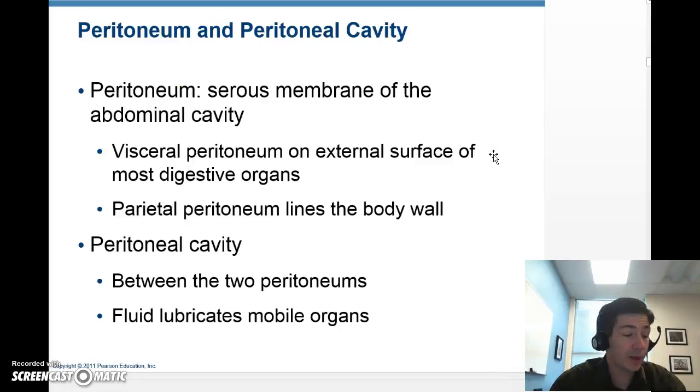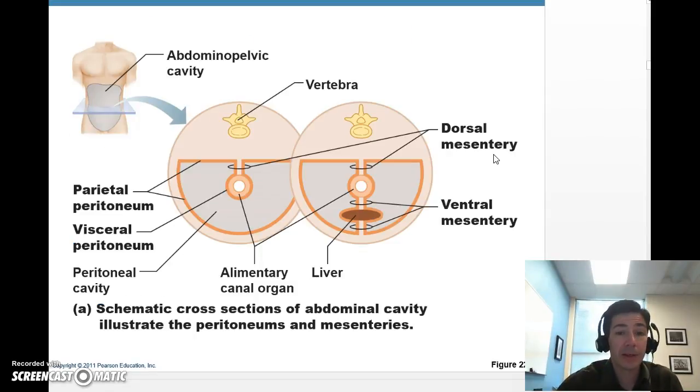The next thing you want to know is just the peritoneum, the different parts of it, and the peritoneal cavity. So that's all on this slide here. So the peritoneum is the serous membrane that lines your abdominal cavity. The parietal layer of the peritoneum lines the back wall and the front wall of your abdominal cavity, and then the visceral layer of the peritoneum is what lines the surface of all of your digestive organs, so stomach, small intestine, large intestine, liver, all of that.